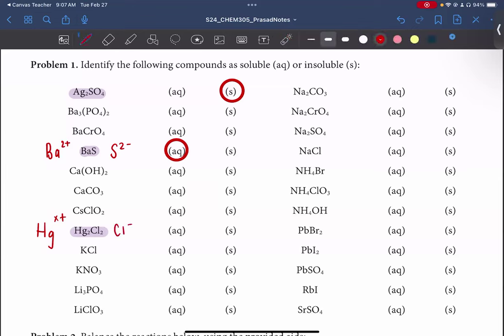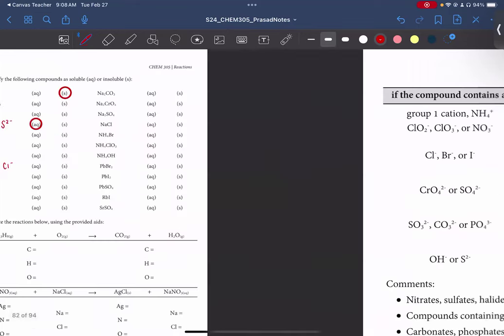Looking at the solubility table, we're looking at row 2. The compound contains a chlorine ion, therefore it is soluble. However, one of the exceptions is mercury, Hg2. If you're having trouble finding it on the solubility table, please tell me.